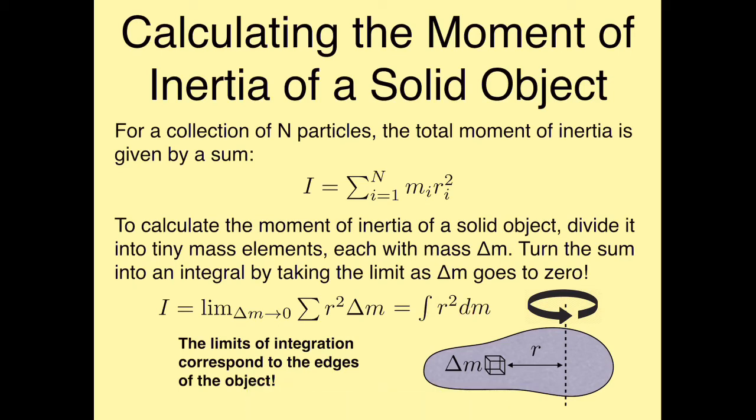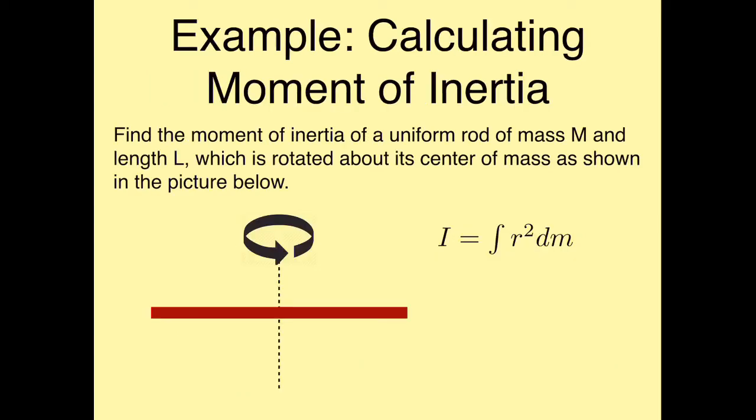This is going to be somewhat similar to what we did when we calculated the center of mass of a solid object. The limits of integration, which are not shown here, are going to depend on the situation. They're always going to correspond to the edges of the object. In other words, your limits will just cover the extent of the whole object. That's how you know how to set the limits. Now, with that said, sometimes these integrals can get a little tricky, so let's take a look at a couple examples.